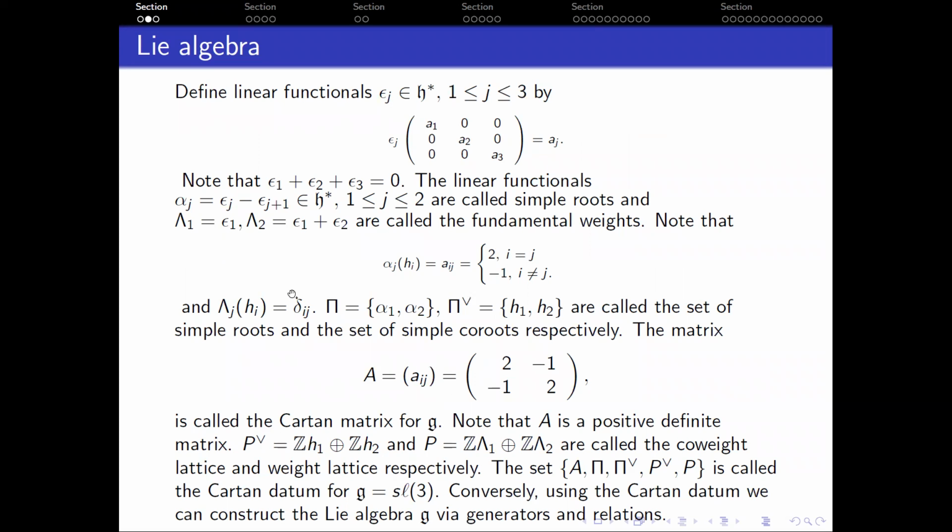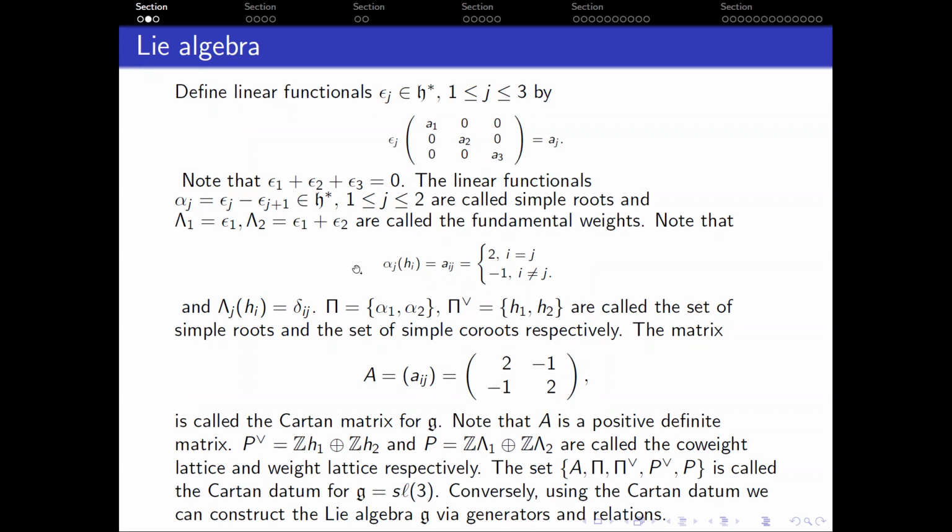So let us take the linear functionals on H, epsilon 1, 2, and 3, to be projection to the corresponding diagonal entry. And then we define alpha 1 to be epsilon 1 minus epsilon 2, alpha 2 to be epsilon 2 minus epsilon 3, and lambda 1 to be epsilon 1, lambda 2 to be epsilon 1 plus epsilon 2. These alpha 1, alpha 2 are called simple roots, lambda 1, lambda 2 are called fundamental weights.